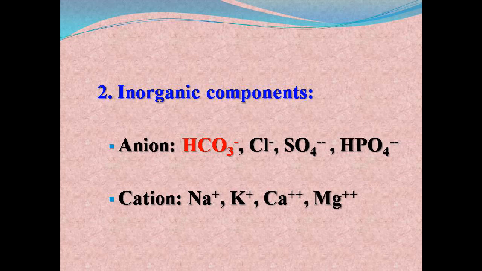Now, the inorganic components of pancreatic juice. Among the anion, bicarbonate remain in highest concentration. Except bicarbonate, we have also chloride, sulfate and monohydrogen phosphate in pancreatic juice. And among the cation, we have sodium, potassium, calcium and magnesium.